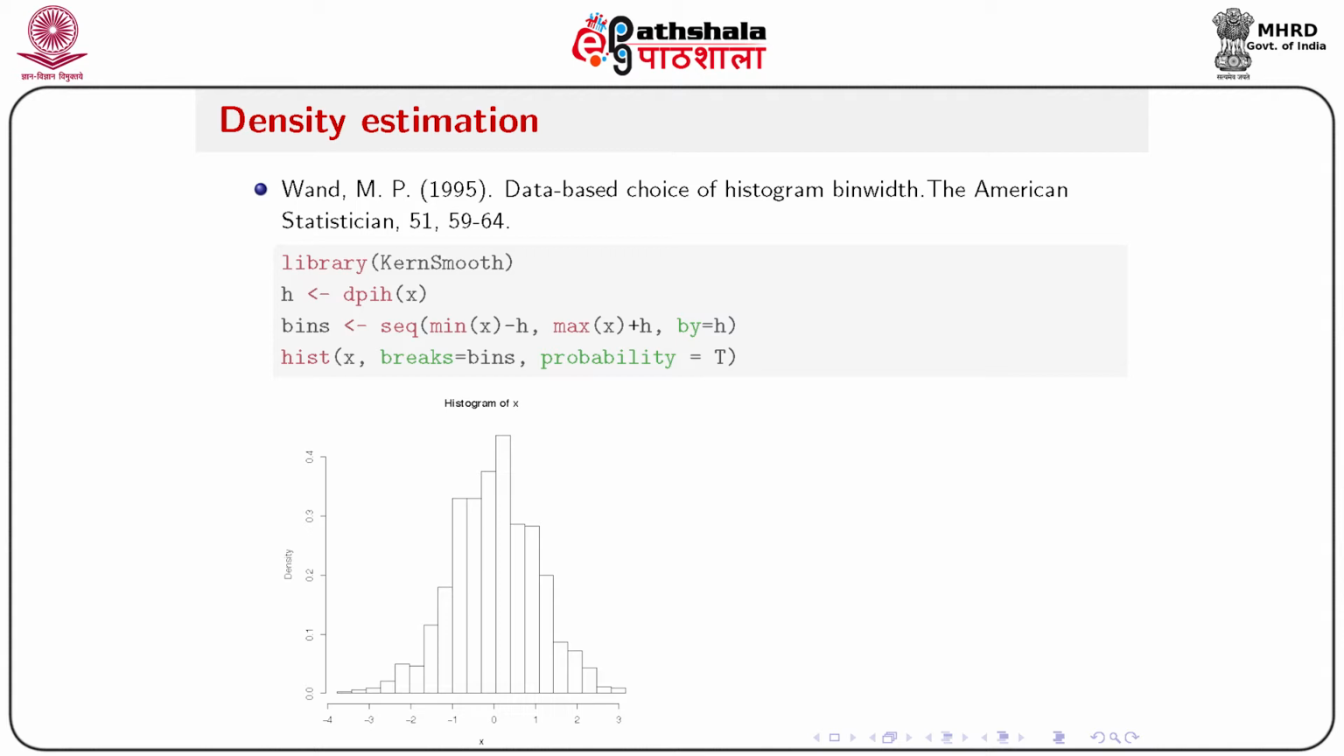Here you have to call the library KernSmooth. Now h equals dpih(x) and bins equals seq(min(x) minus h, max(x) plus h, by h), and then hist(x, breaks = bins, probability = TRUE). That's the way you can draw the density according to the 1995 paper.